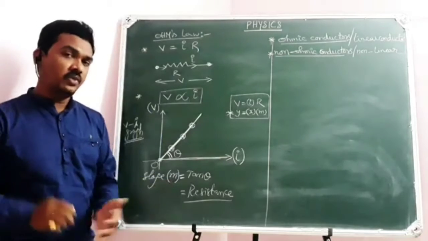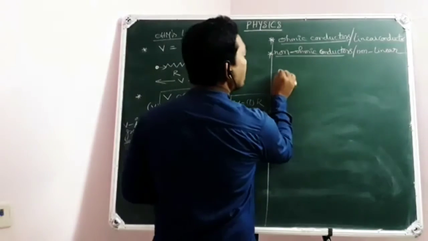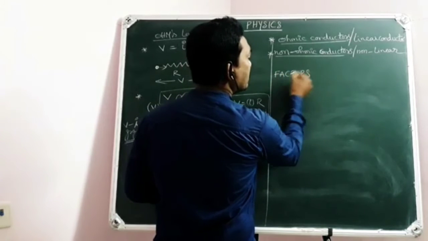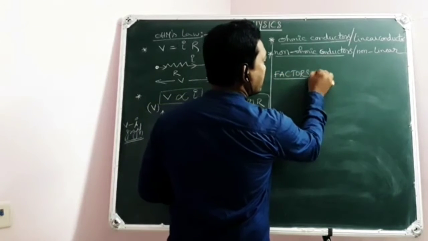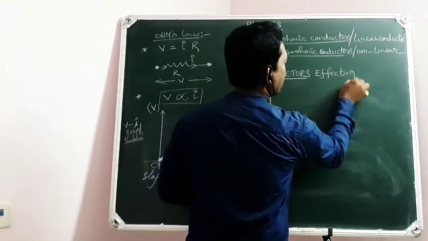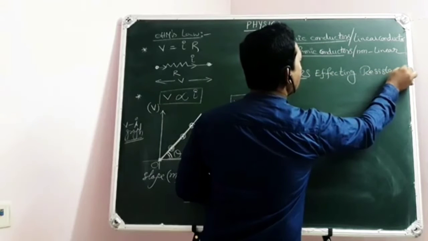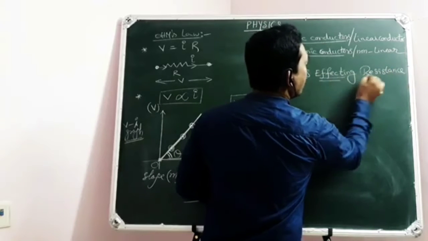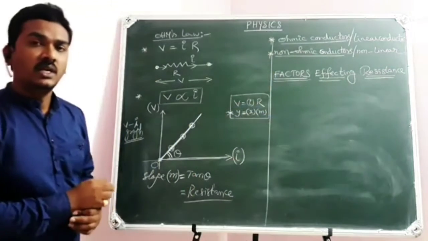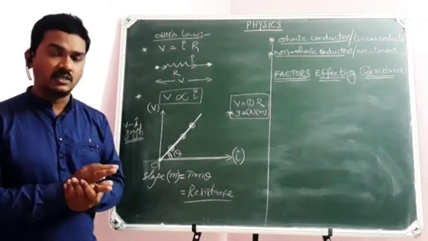In addition to this, we are going to enter into a different point, which is the factors that can influence, that can affect the resistance of a conductor. It means the resistance of a conductor can be changed under some terms and conditions.